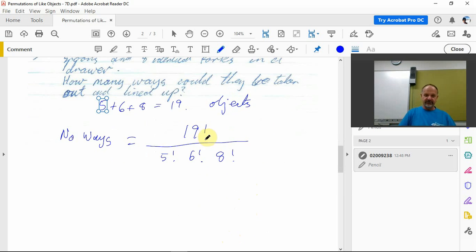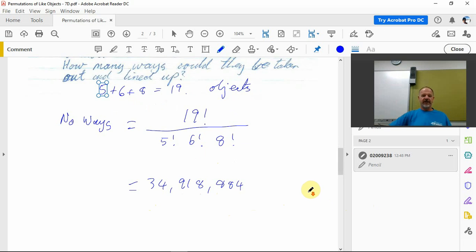That's a calculator job. So get your calculator out. You can use the fraction template to come up with fractions and let your calculator do it all. And when you get that, there's 34,918,884 different ways that we could arrange all of those objects.